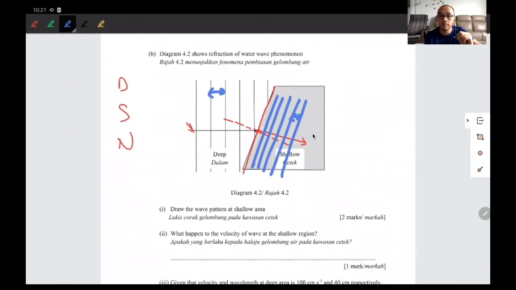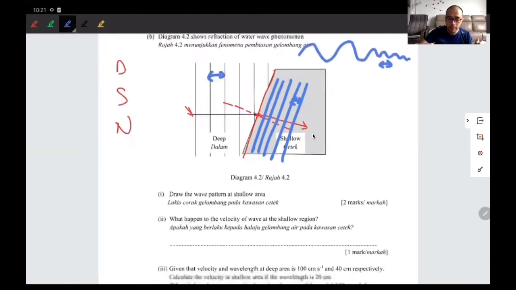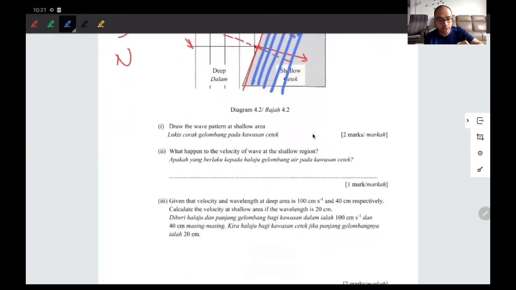I hope this helps. If you forget this, don't worry, think about the time you go to the beach. When you're at the beach, very far away, the waves are longer, wider. But when it comes nearer and nearer to the shore, the wavelength is smaller. Don't forget that. So what happens to the velocity of the wave at the shallow region? Obviously, it will decrease. It will become slower, just like when the wave comes into the shore.